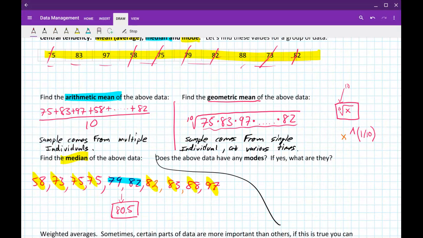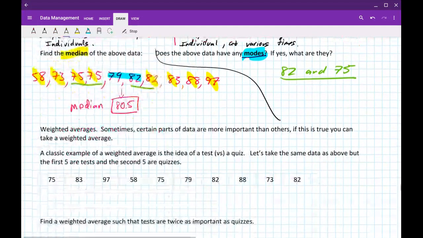This would be the median. Okay. That would be the median. The modes. What are modes? Modes are the most frequently occurring number. And so you would actually see that in this data, you've got a mode of 75 and a mode of 82. And that would be a mode. Okay.